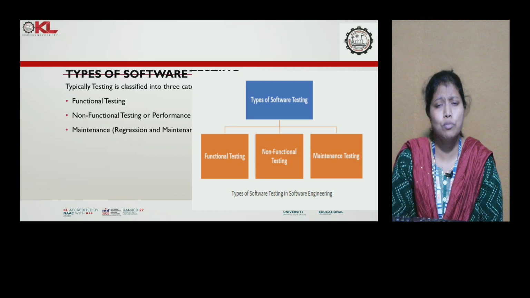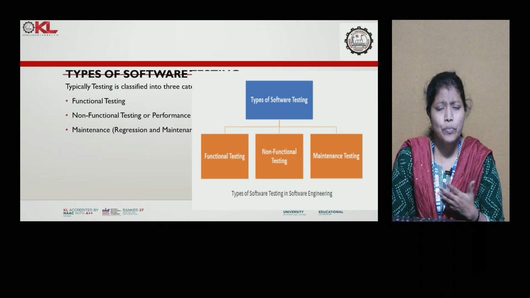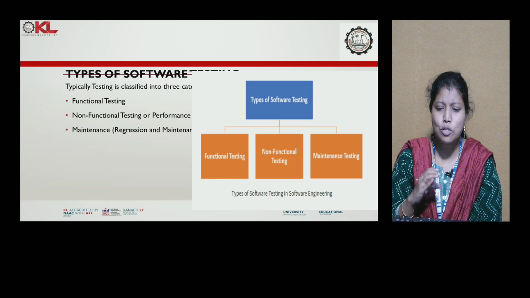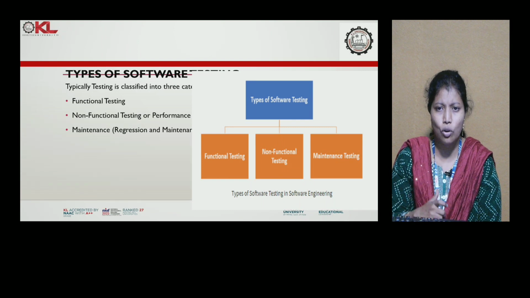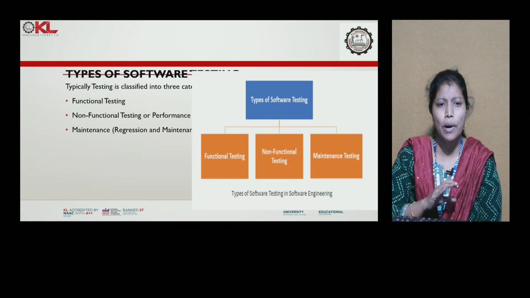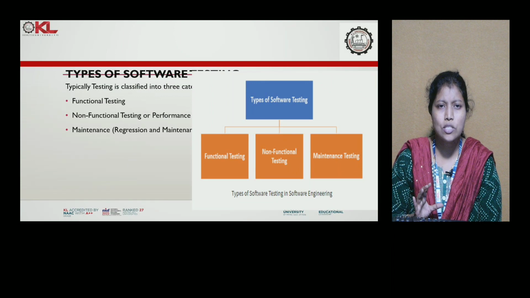Here are the types of software testing. We have already started with testing, meaning we want to check whether it is correct or not under different constraints. In software verification and validation, it is broadly categorized into functional testing, non-functional testing and maintenance testing.